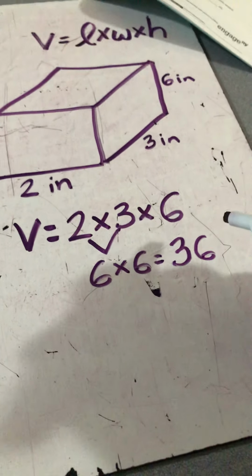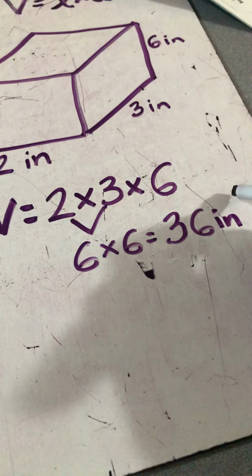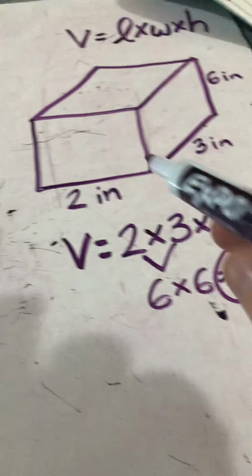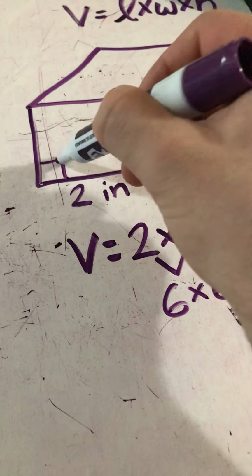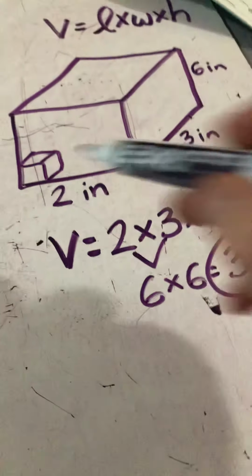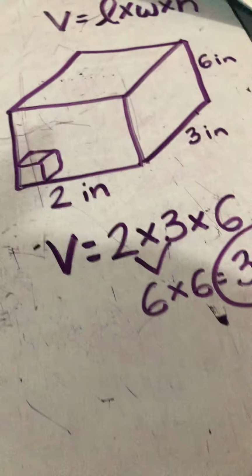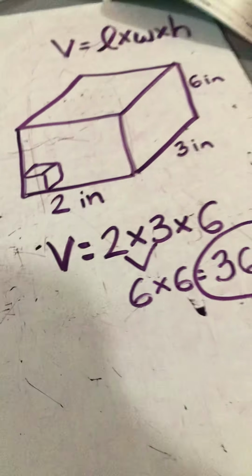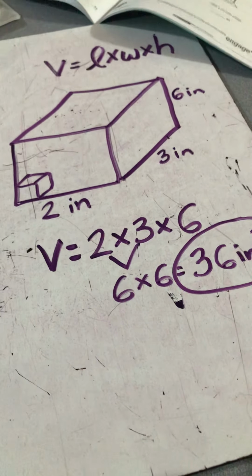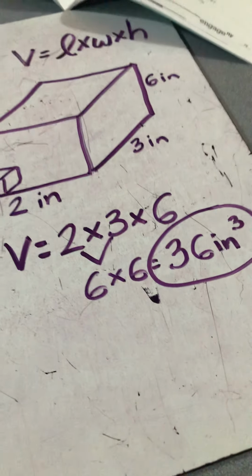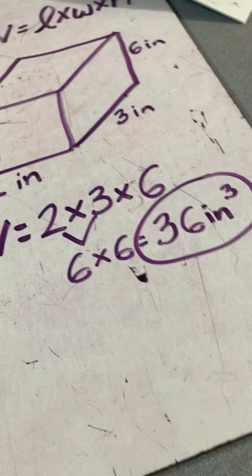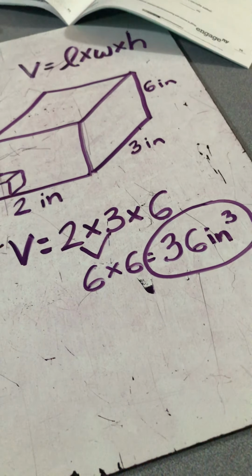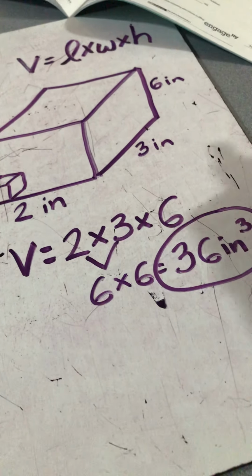The unit is inches cubed. All right? 36 inches cubed. So if I were going to draw 36 little baby cubes in here, it's going to be tough to see there, but if I drew 36 of them, that's how many baby cubes would fit inside this big cube. 36 of them, all having a volume of 1 inch cubed. All right, so the whole volume of the object is 36 inches cubed. Let me show you one more example.